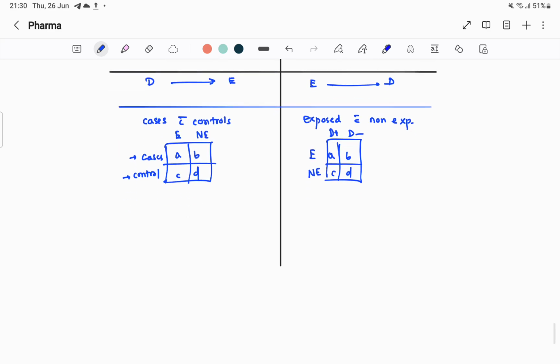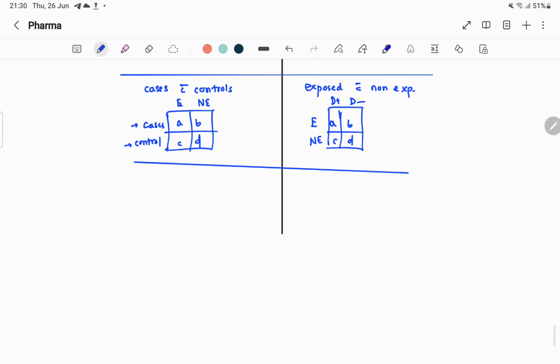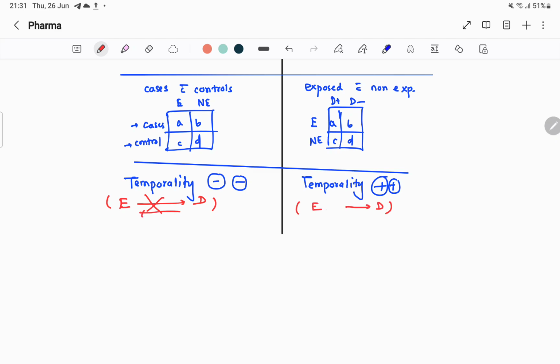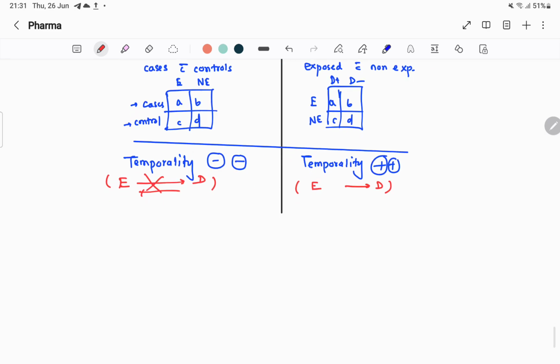Okay, here temporality is absent. Here temporality is present. What is temporality? So this is a sequence. Temporality means exposure causes disease. This is the sequence. Here it is not followed because it is reverse. Here exposure causes disease. Yes, temporality is preserved, right? Okay, so this sequence, disease to exposure, is there in case control.